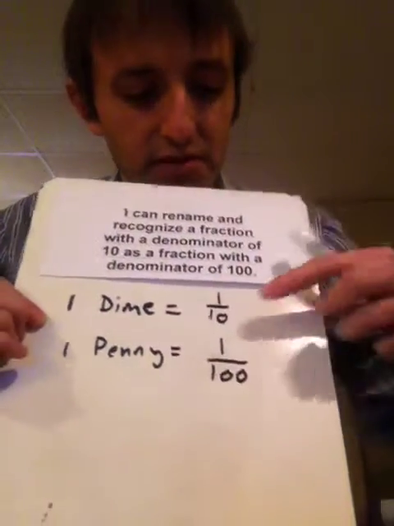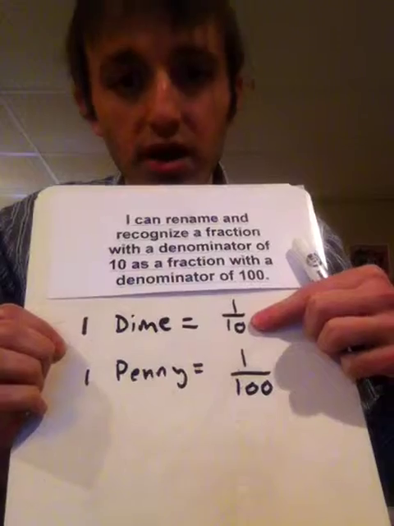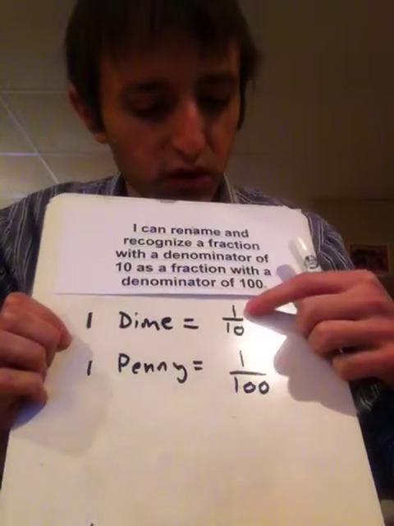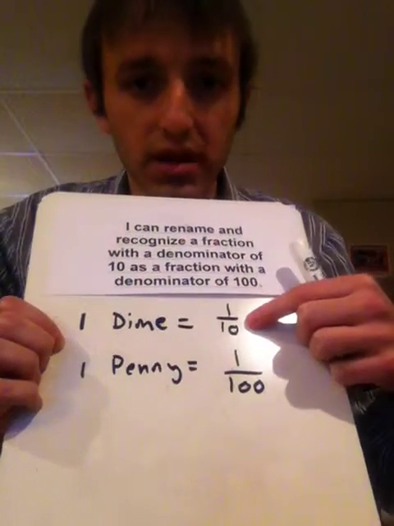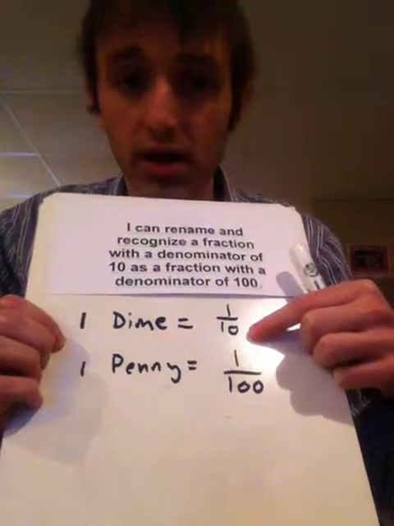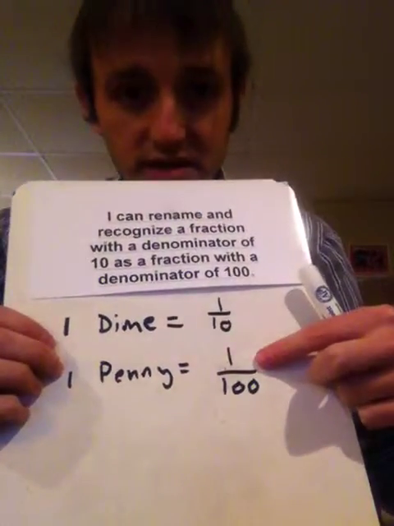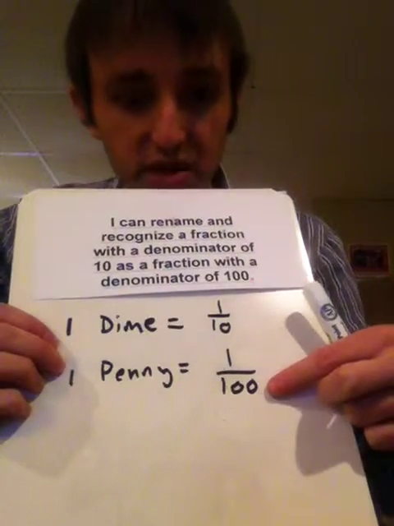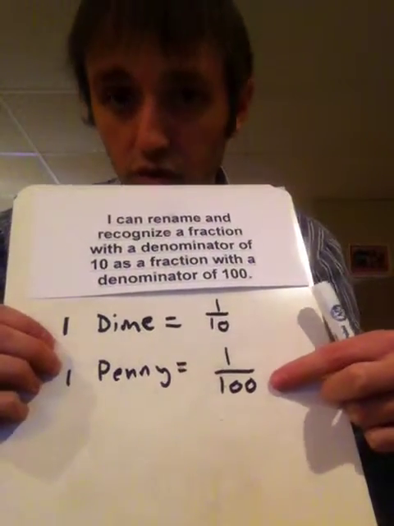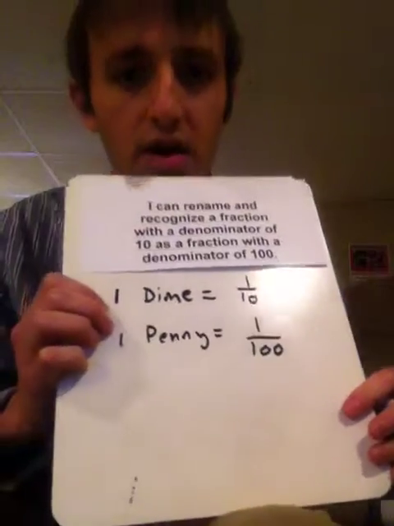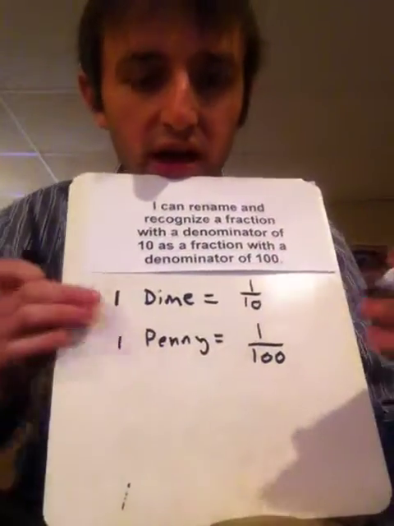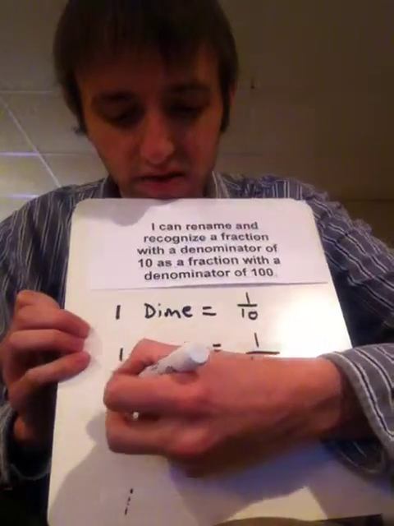If we have 10 dimes, that would be our whole, which would make $1. So the fraction for 1 dime would be 1/10. Like I said, 10 out of 10 would be $1 whole. Now a penny, 1 penny is 1 cent, would be 1 out of 100, because we know that 100 pennies equals $1 whole. Now, let's say, though, that we have 10 pennies.